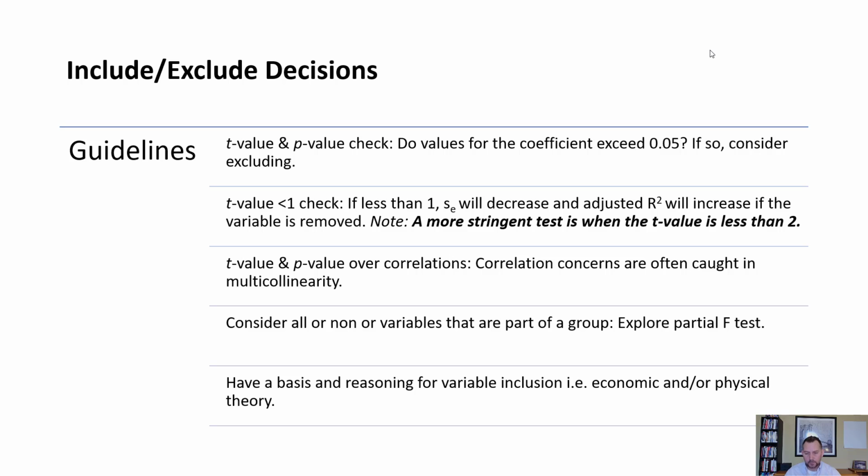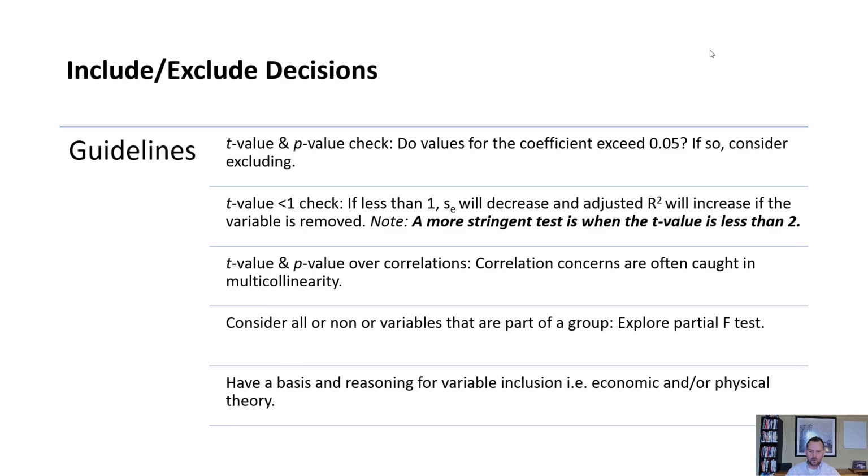Number 3, the p-value and t-value over correlations. Okay. Typically, we adjust out multicollinearity in our VIFs in part 1, right? Before we get to this point. So the correlation has kind of already been trimmed at this point. So we're really focusing on t-values and p-values and not so much correlation.